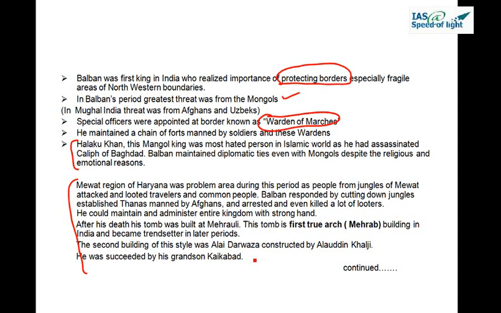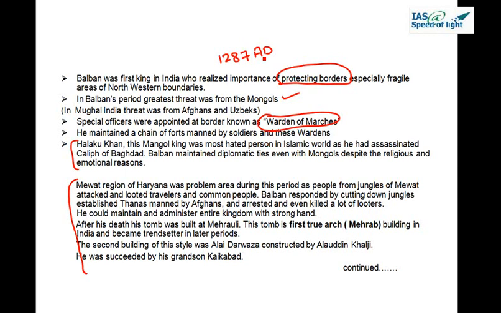Now Balban died in 1287 AD, and after his death the nobles raised his grandson Kaikabad to the throne. He was soon replaced by his son Kayomars, who remained on the throne for a little over 3 months.